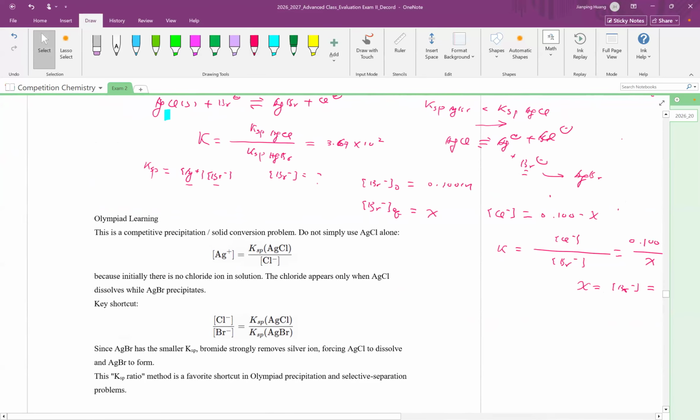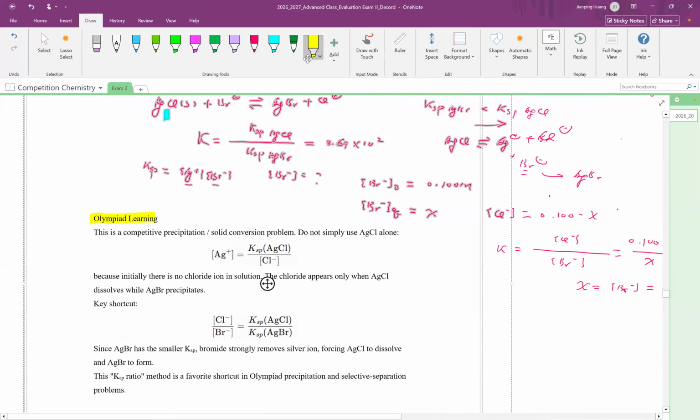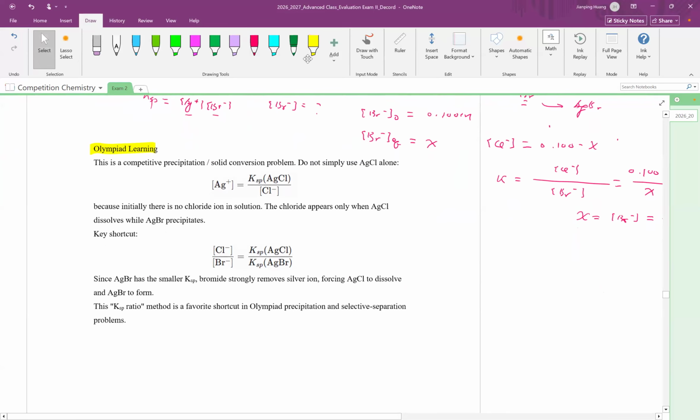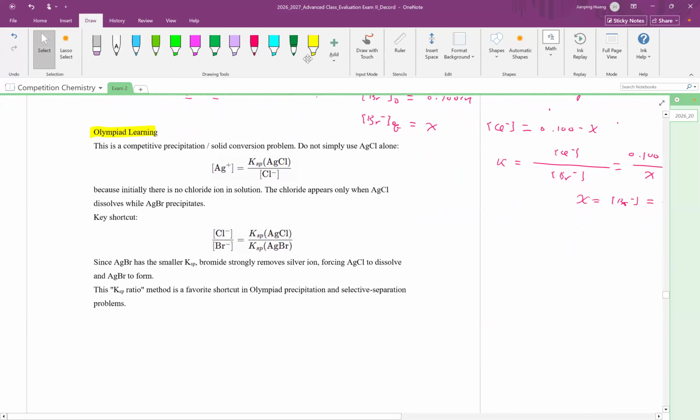Okay, so see, what's the Olympiad learning? Remember, in this case, there are so many equilibria and all are related. There's only one concentration, which is the silver ion. That concentration is the same; different equilibria do not have a different concentration. No. We will discuss more when we discuss chemical equilibria. Let's go to the next question.